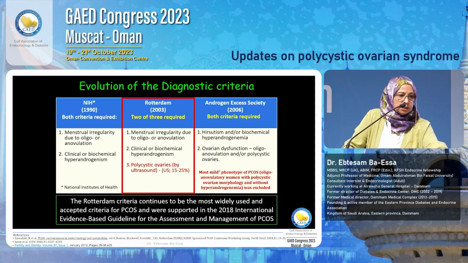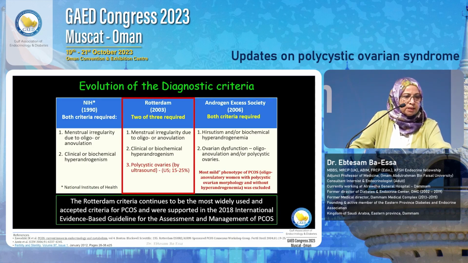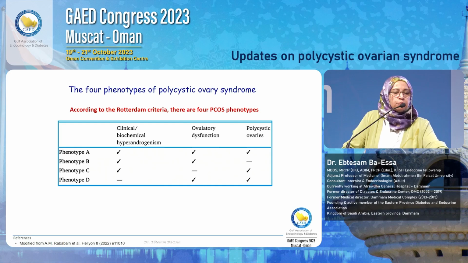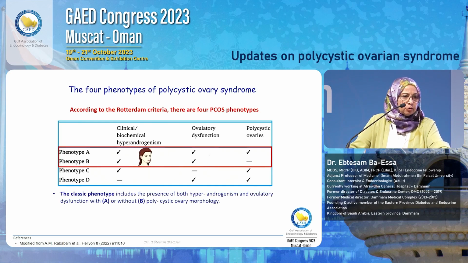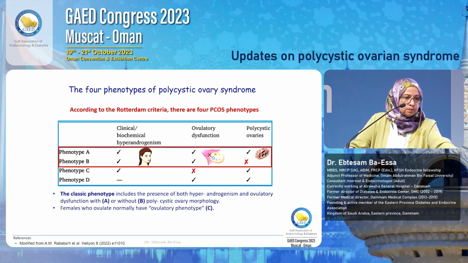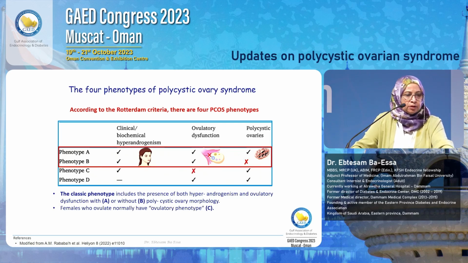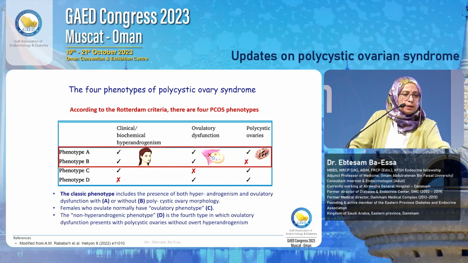Rotterdam criteria remain the most popular and widely used nowadays, and this was supported in 2018 by the International Evidence-Based Guidelines for the Assessment and Management of Polycystic Ovary Syndrome. So we have 4 phenotypes of polycystic ovary syndrome according to Rotterdam. The first 2, A and B, are the most common, where you have clinical and biochemical hyperandrogenism and ovulatory dysfunction. In type A, you have polycystic ovary, while not in type B. Type C lacks the ovulatory dysfunction while having the others, and type D lacks the clinical and biochemical hyperandrogenism while having ovulatory dysfunction and polycystic ovaries.